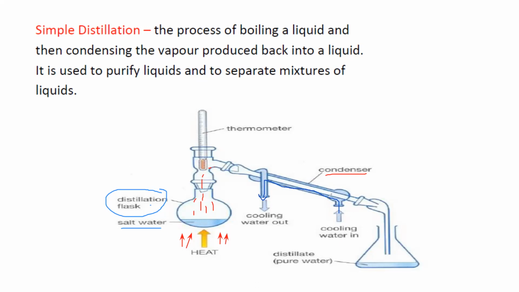When this cooling water is flowing through a condenser, it removes the heat energy from the water vapors. As it removes the heat energy, these water vapors will turn into a liquid state, and what we collect here is pure water. So if we want to separate the liquid or a solvent from the mixture, we use simple distillation.